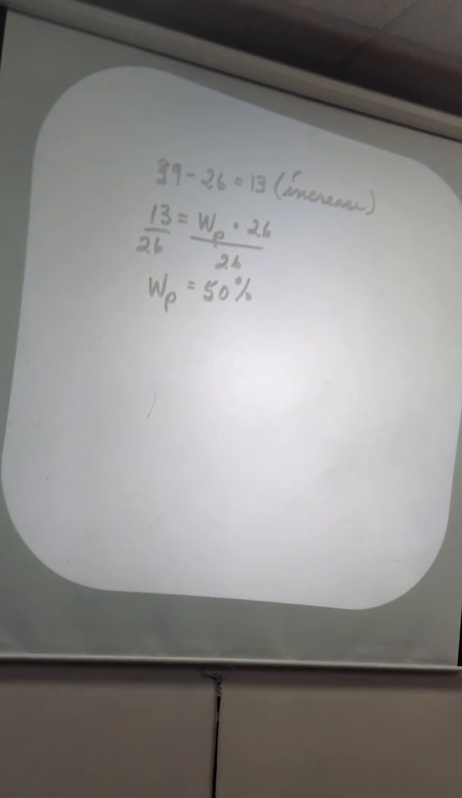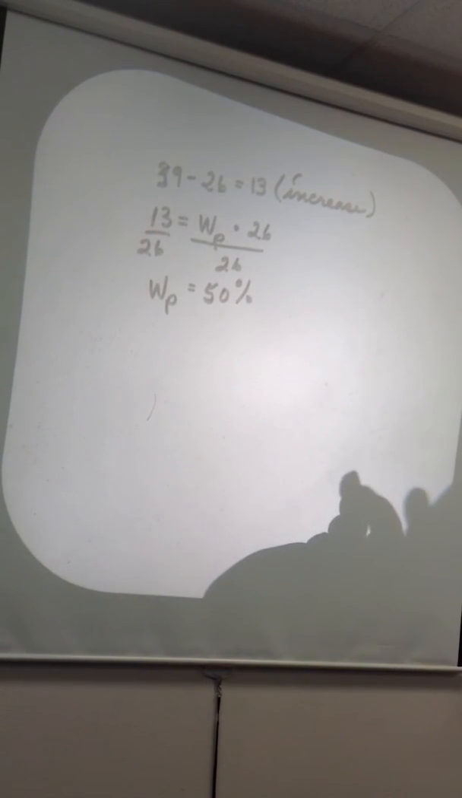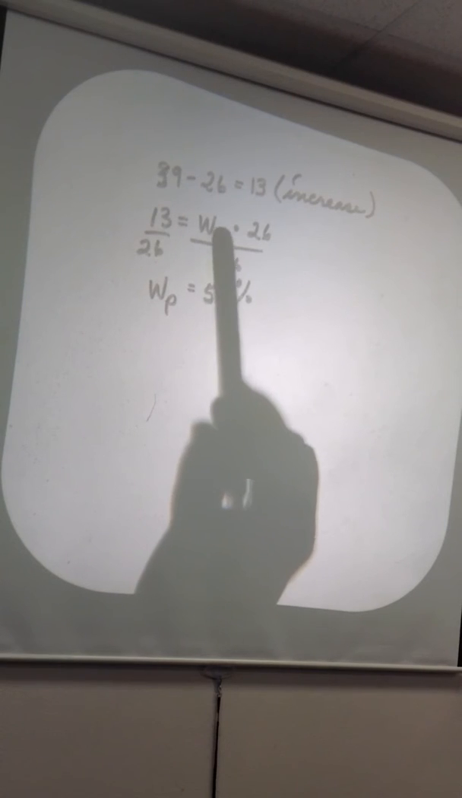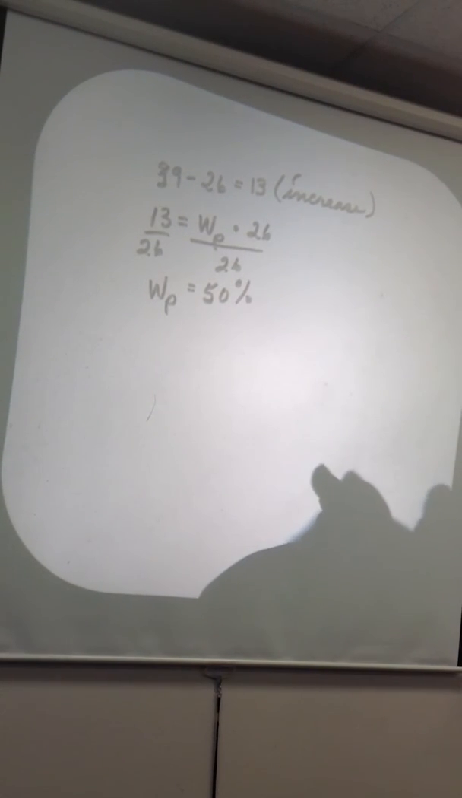What'd you get, Bradley? I got 50%. What'd you get, Ella? 50%. How about you, Danny? What did you get? I'm way off the grid. I don't even know what I got. Okay, the first thing you need to do is subtract them so you know how much it increased. And then the amount it increased is what percent of the original amount. And when you solve it, you get 50%.